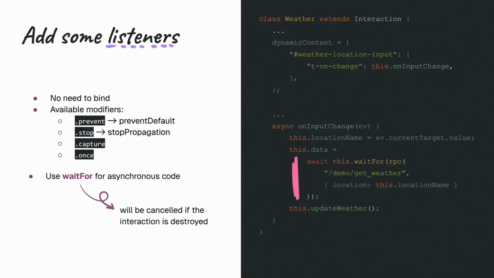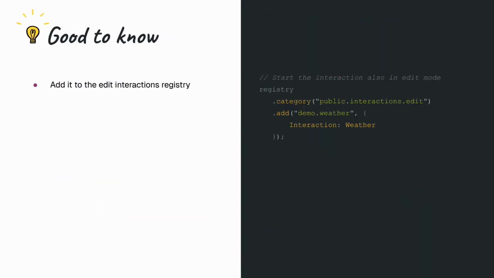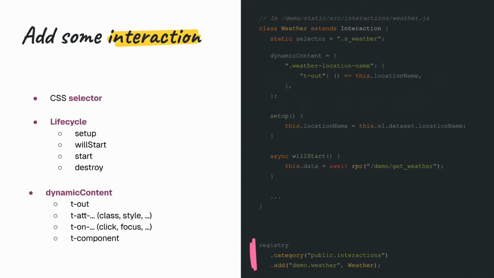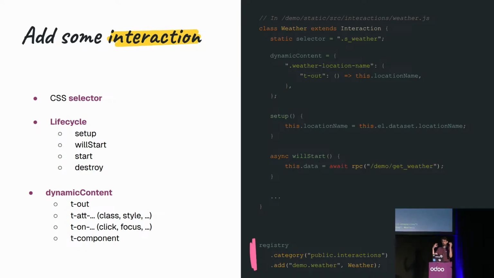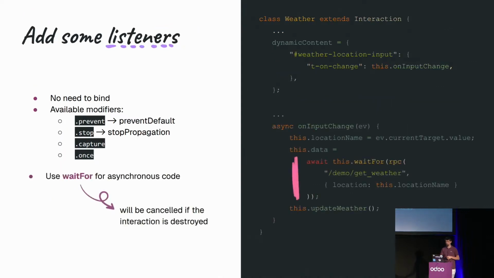Now, in the onInputChange method, we want it to be asynchronous because it needs to call the API again to refresh everything. Let me go back to this slide. You see that in the willStart method, we just call await RPC, so we call the API just like that. But in this method, we need to call await this.waitFor and then call the RPC inside of that. Why is that?